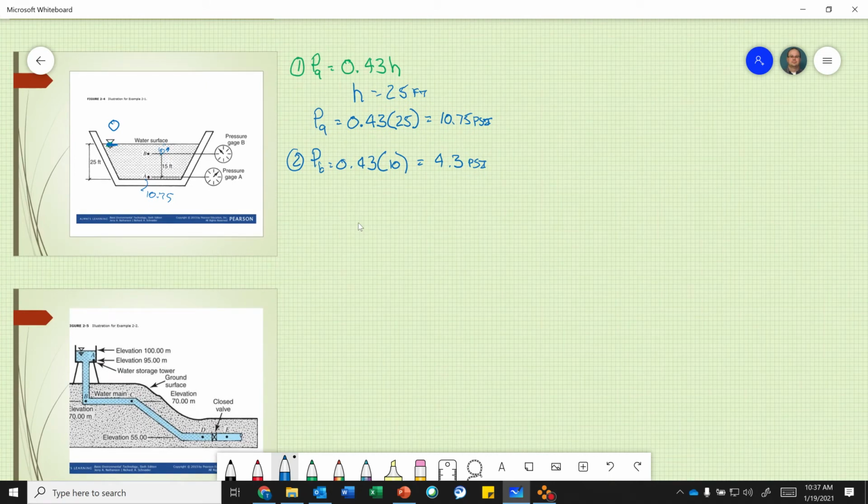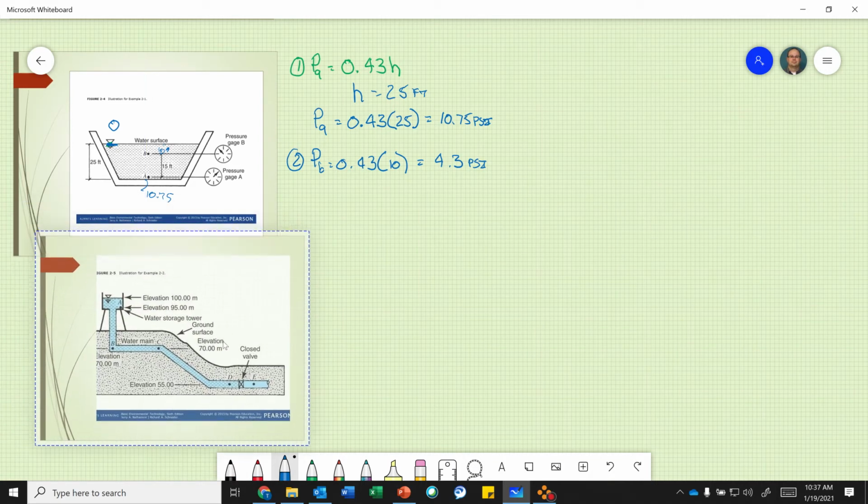Example 2.2: an elevated water storage tank and a connecting pipeline are shown in figure 2.5.